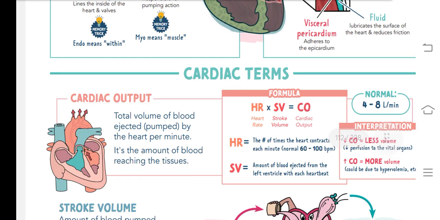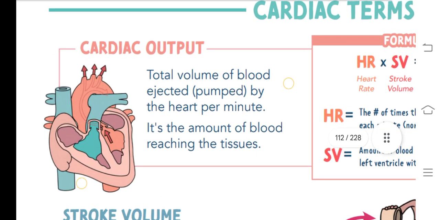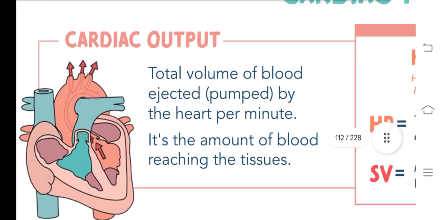Then we have more about cardiac terms. The first term related to cardiac is cardiac output. Cardiac output is the total volume of blood ejected or pumped by the heart per minute. So it's the amount of blood which is reaching the tissue. Simply we call it cardiac output.